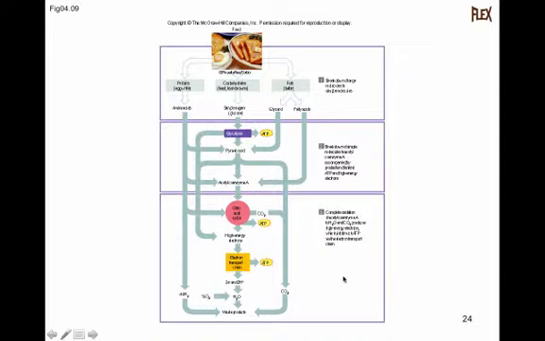Can you see it better on your chart? Well, it's in your book, and it's a figure from your book.